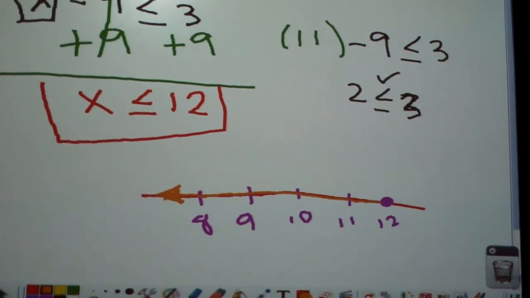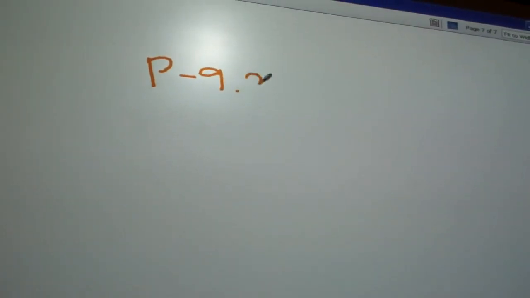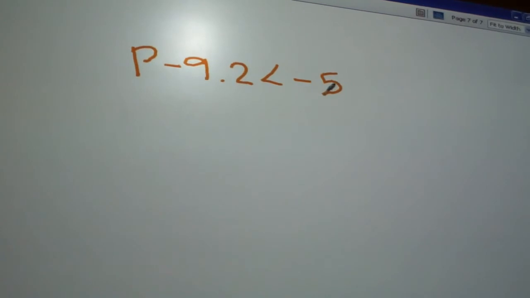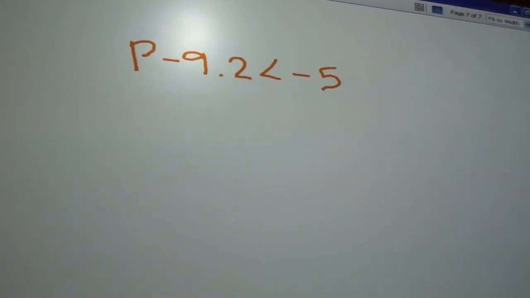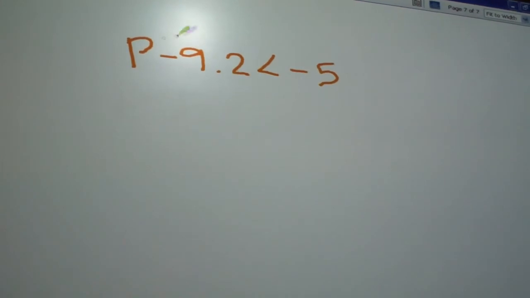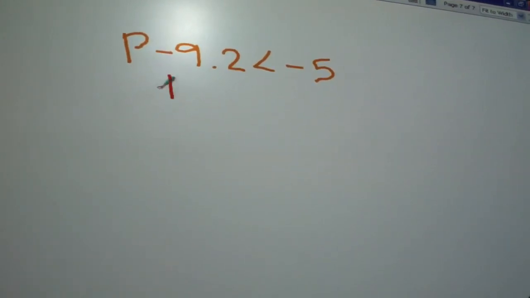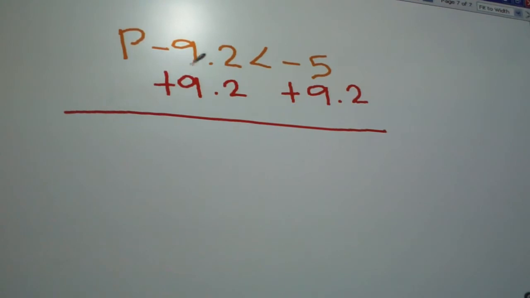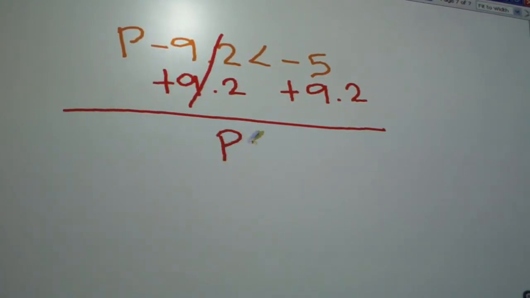And our last example that we're going to do is p minus 9.2 is less than negative 5. So our goal here is to get p by itself. In order to do that, we need to add 9.2 to both sides. What we get on the left-hand side is p.